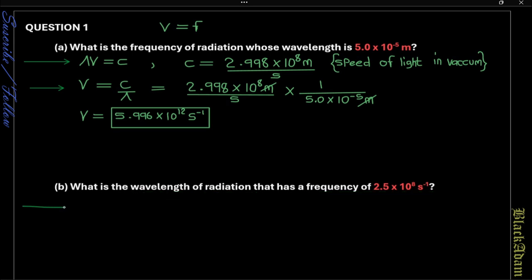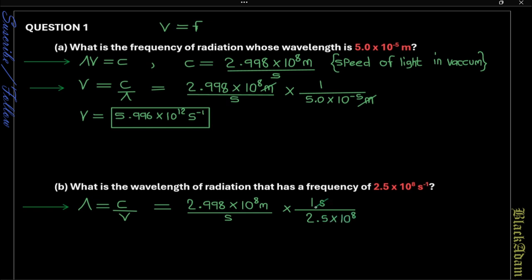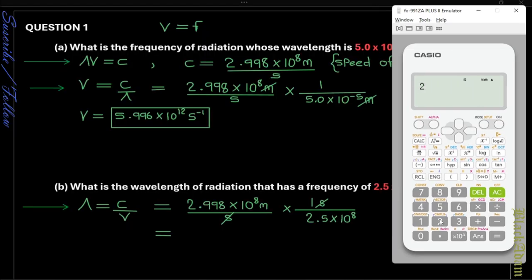We're almost at 6.0. So now on B, our wavelength is the constant over frequency. So finding the wavelength, the constant is 2.998 multiplied by 10 to the power 8 meter per second, multiplied by our frequency there, which is 2.5 multiplied by 10 to the power 8. And then the seconds cancel out.